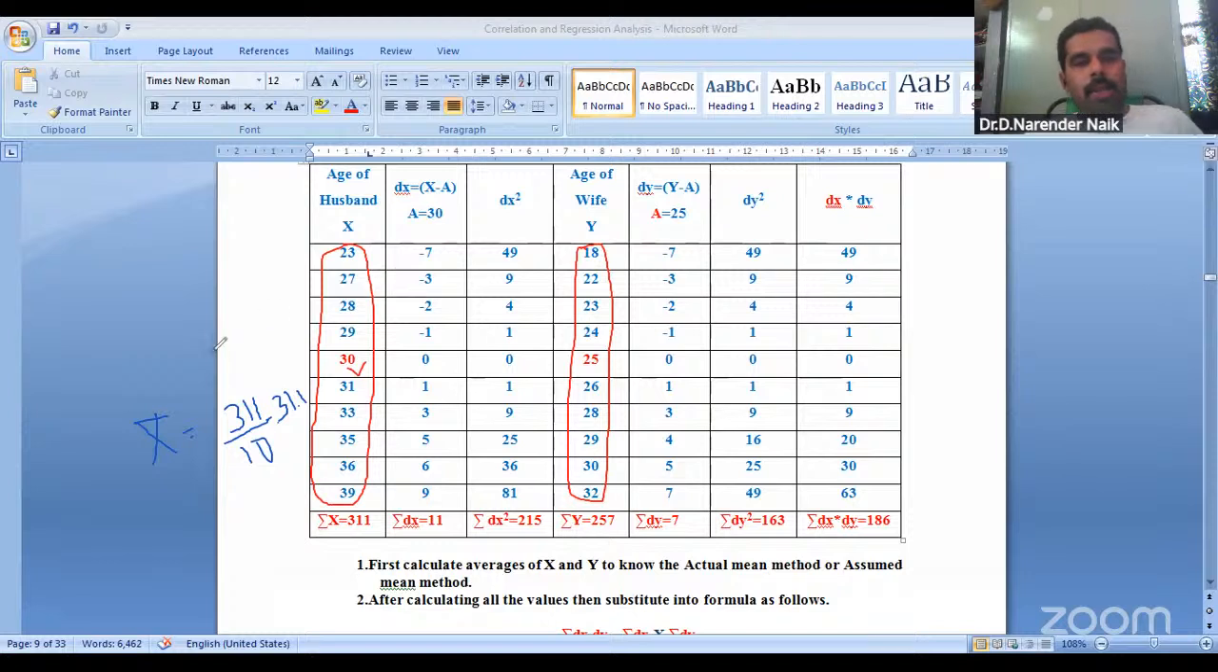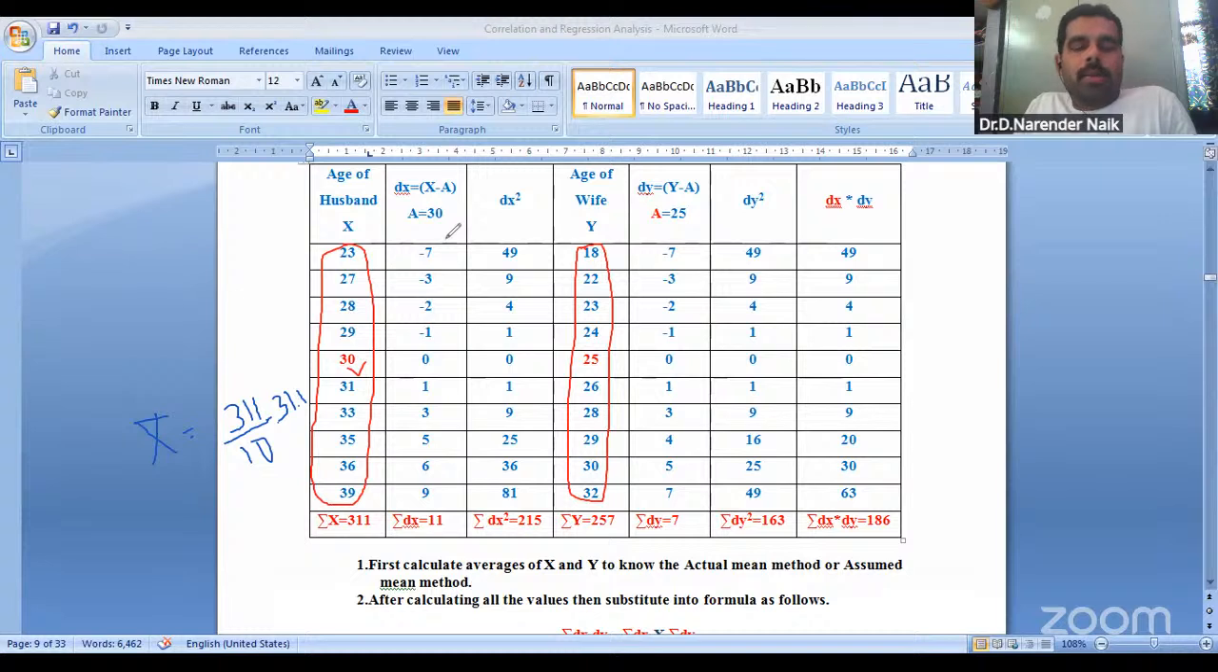But the condition is that if you take the first value in x, the same case applies for y also. If 23 is chosen in the x case, in the y case you have to choose 18 also. So here we take 30 and 25. So 23 minus 30 is minus 7, 27 minus 30 is minus 3, 28 minus 30 is minus 2, 29 minus 30 is minus 1, 30 minus 30 is 0, 31 minus 30 is 1, 33 minus 30 is 3, 35 minus 30 is 5, 36 minus 30 is 6, 39 minus 30 is 9.